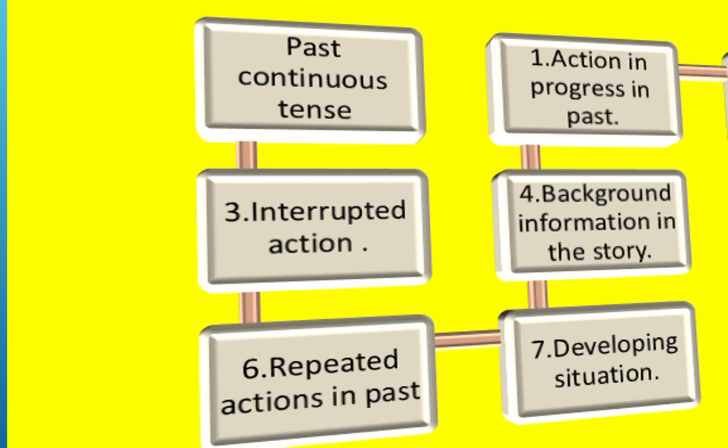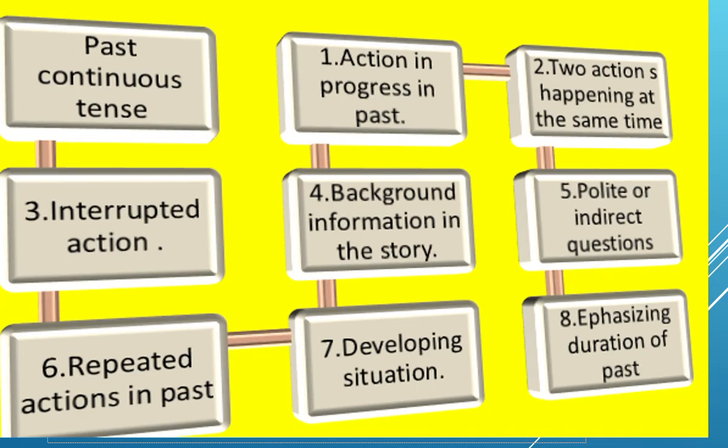Past continuous tense. As denoted, past continuous tense is used for action in progress in the past. What is progress in the past? You will use this tense to talk about an action that is in progress, to show that something was happening at a certain moment in the past.